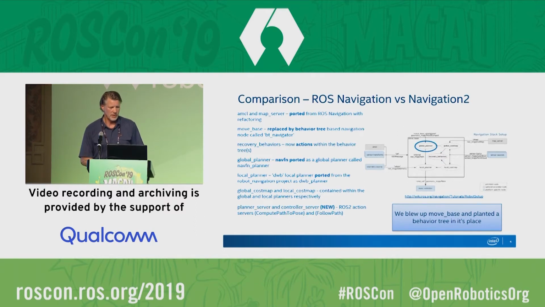The global planner, we ported the NavFN planner, if you're familiar with that, from the ROS1 navigation stack. The local planner, we took the evolved DWA planner, which is in robot localization from David Lu, that's called DWB, and we ported that into the Nav2 stack.